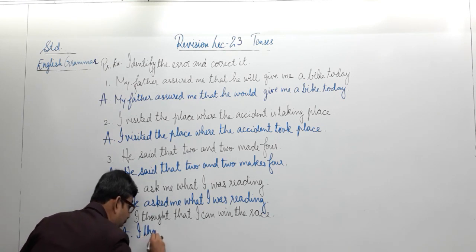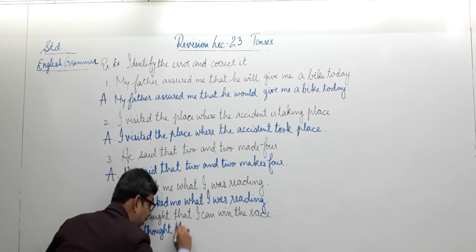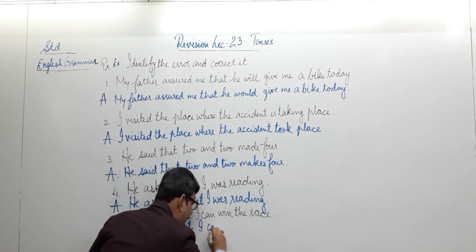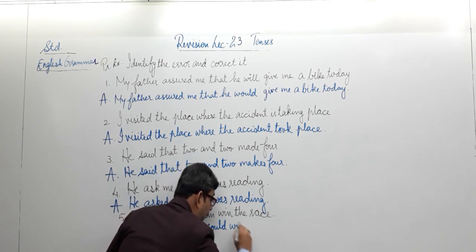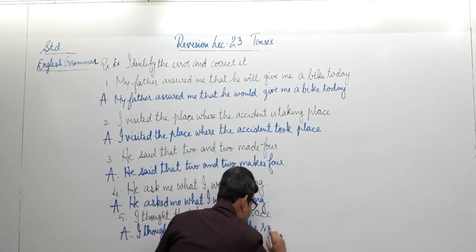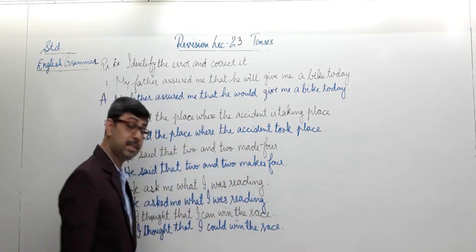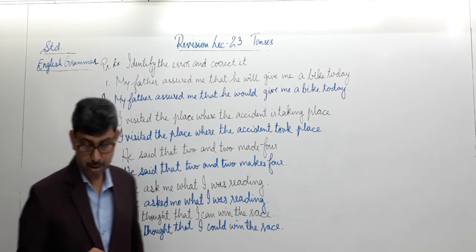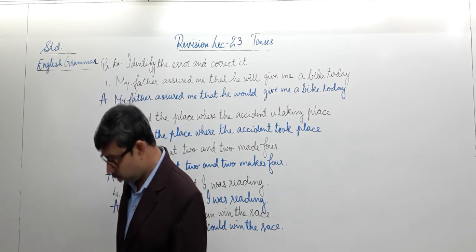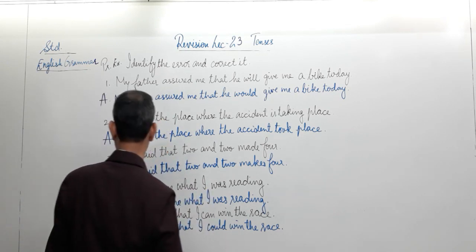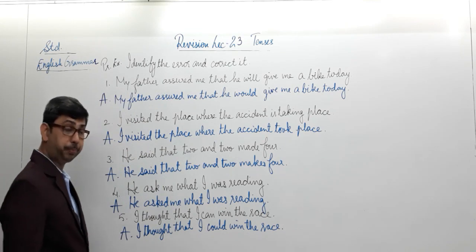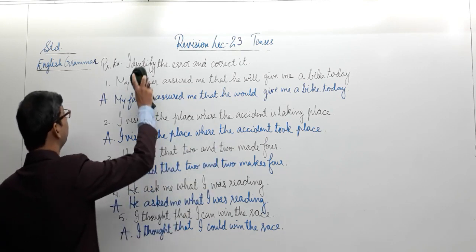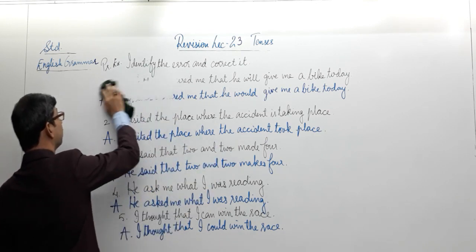I thought that I, instead of can you be writing, yes, you just did right, could, I could win the race. And this is how the sentence stands corrected in its sequence of tenses. These were the first 5 sentences. We have few more sentences. So let's go through it and practice them. I hope you understood these sentences well. Take a glance over it. Okay, let me proceed to the next few sentences.